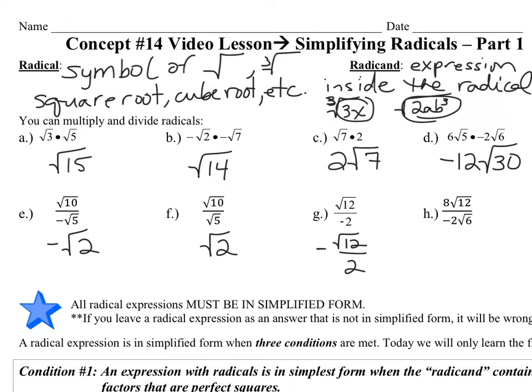You could also pop the negative onto just the top number, but that's the most simplified way of writing it. Now letter H, we have integers and radicals, right? So you just divide the integers together. The 8 divided by negative 2 is negative 4. And then the square root of 12 divided by the square root of 6 would give you the square root of 2.